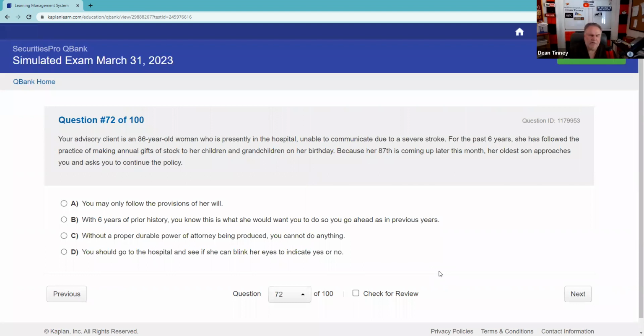Your advisory client is an 86-year-old woman who is presently in the hospital, unable to communicate due to a severe stroke. For the past 6 years, she has followed the practice of making annual gifts of stock to her children and grandchildren on her birthday. Because her 87th is coming up later this month, her oldest son approaches you and asks you to continue the policy. No can do, buddy.